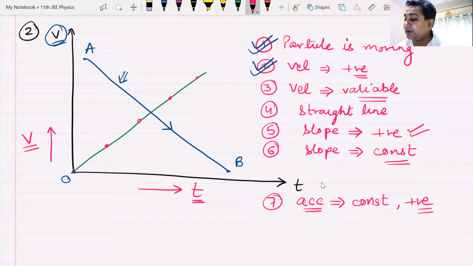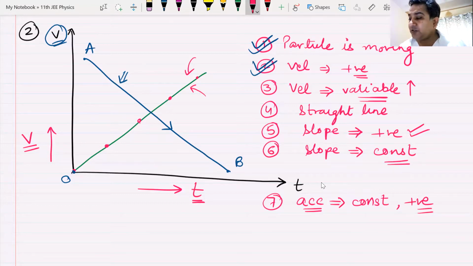Let us now go to point number three. First, let us discuss point number three for the green graph. Velocity is variable, right? And the velocity is increasing. Yes or no? In the green graph, with time, velocity is increasing or not? Yes, the velocity is increasing, beta.